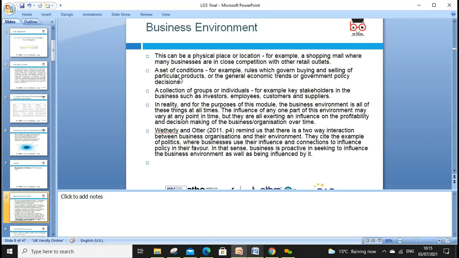Okay, then next, business environment can be a physical place or location. For example, a shopping mall where businesses are in close competition with other retailers. The concept is changing, like a food street where all sorts of food are under one roof. So these are the concepts.